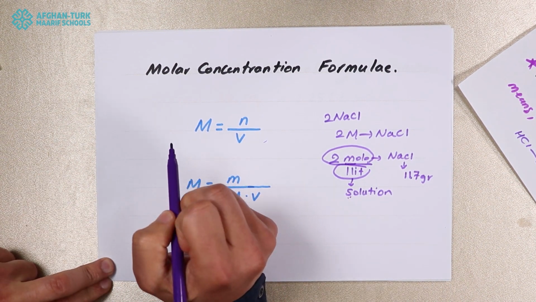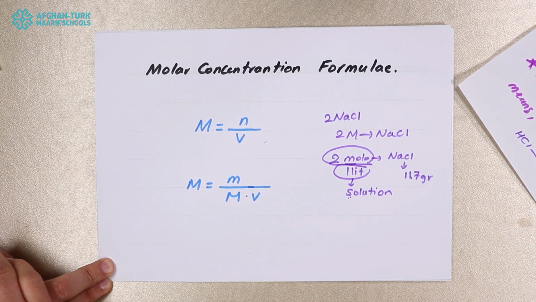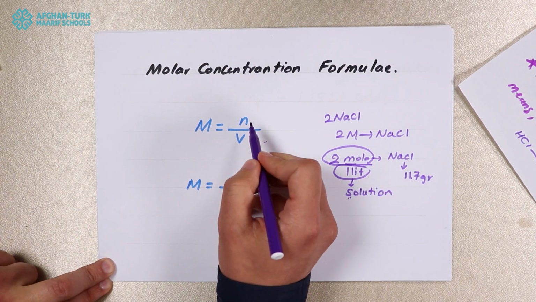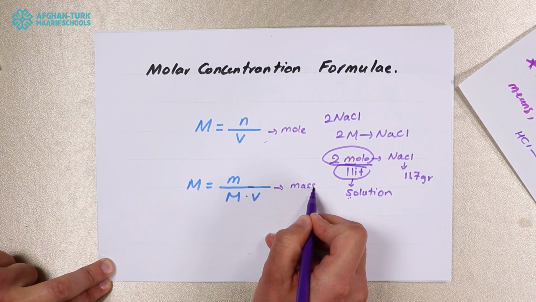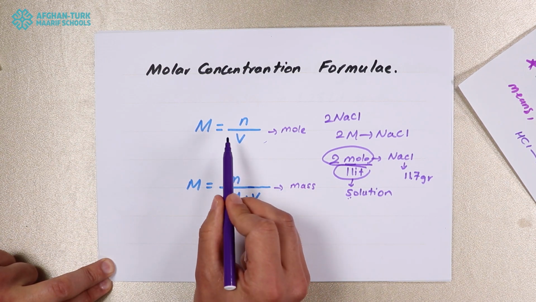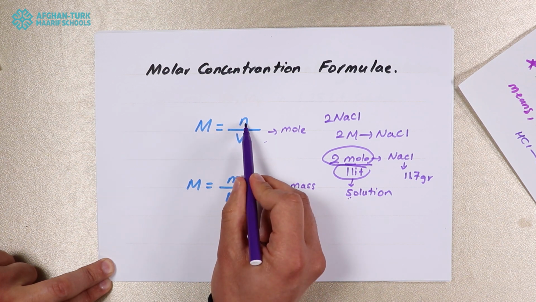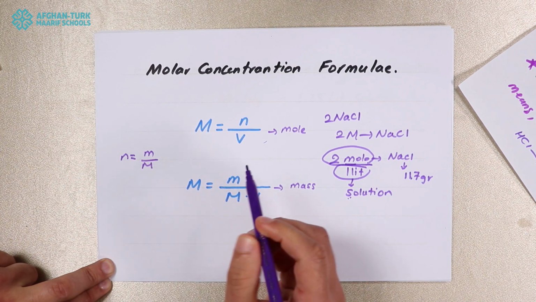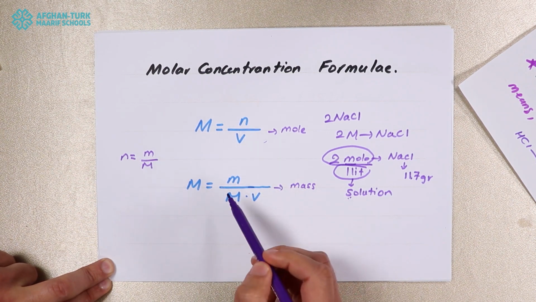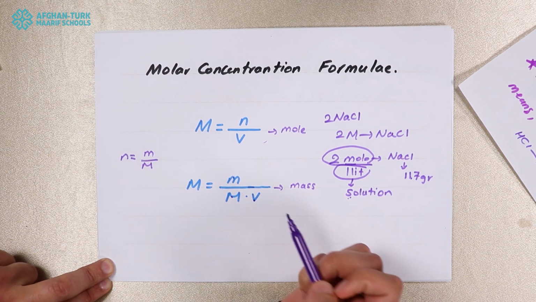Here we are going to discuss molar concentration formulas. We have 2 types of formula according to molarity. One of them is according to the mole, and another one is according to the mass. When the question talks about the mole, these formulas are the same. Because what was the formula of mole? Mole is equal to mass over molar mass. It means we can substitute n with mass over molar mass, times V in the denominator for volume.